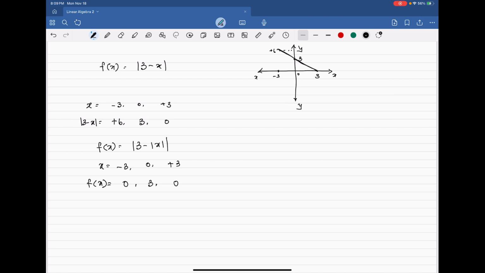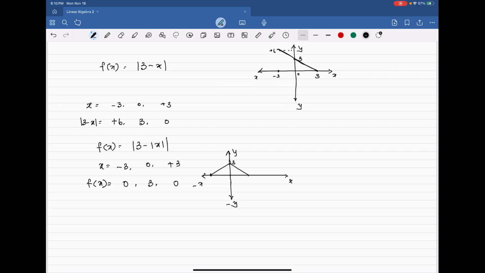How to draw it? This is x, this is y, this is minus x, this is minus y. x is equal to minus 3, y is equal to 0. That means it is on the x line. When x is equal to 0, y is equal to plus 3. When x is equal to plus 3, y is equal to 0. That means it is like this. Try to follow. This is a very, very tricky question.